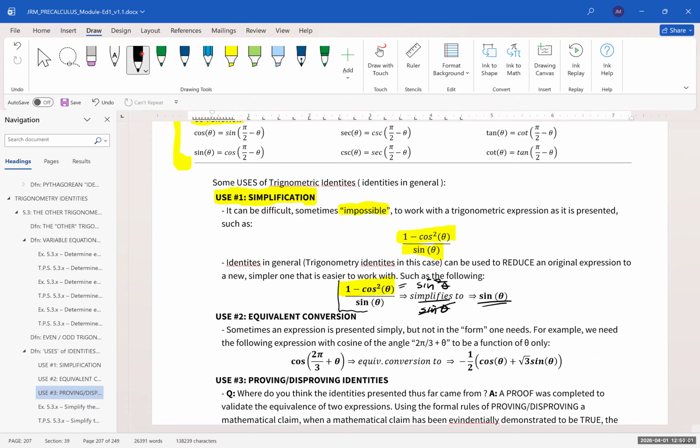So you started with this, which you couldn't really do anything with. You couldn't simplify that anymore, but we could convert the numerator into a different expression that then allowed us to perform a simplification and reduce it down to that. Okay, so one of the uses of trigonometric identities is for the purposes of simplifying expressions.